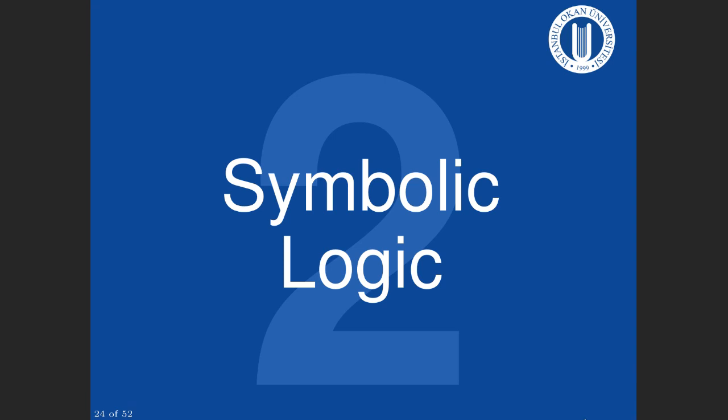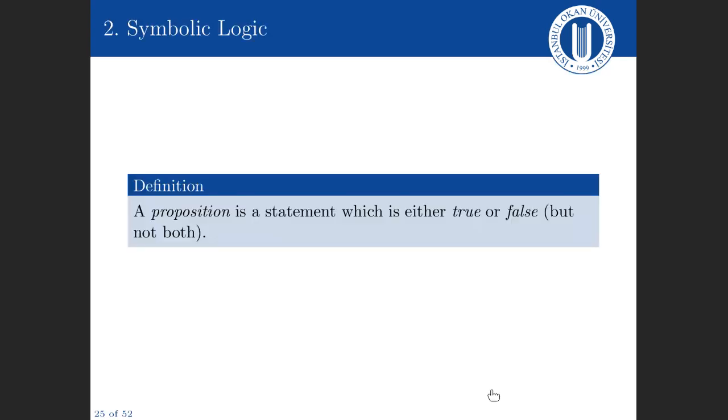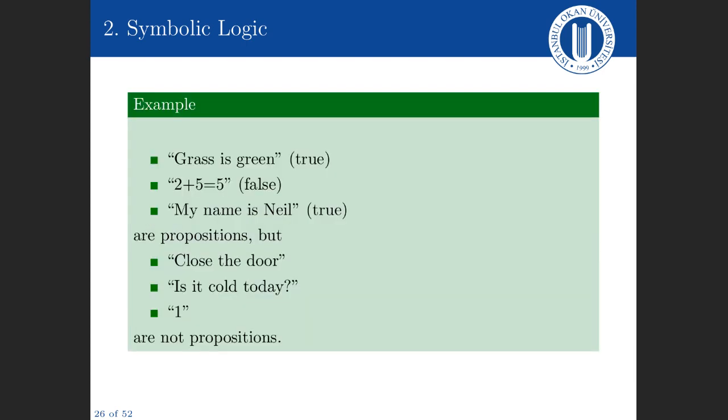Chapter 2 is about symbolic logic. A proposition is a statement which is either true or false, but not both. Example, the statement grass is green. This is a proposition because this might be true or this might be false. In this case, this is true.